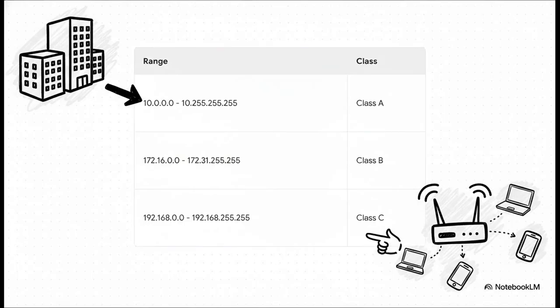And here are those special private ranges. Now, big corporations often use that 10-dot range you see at the top. But look at that last one, 192.168.something.something. Does that look familiar? It absolutely should. That's the default range used by almost every single home router on the planet.